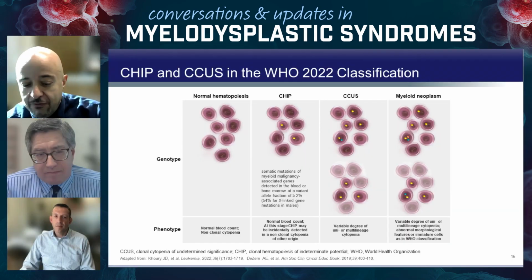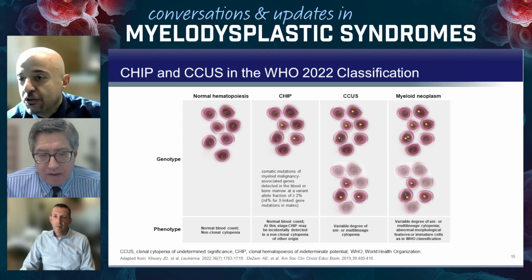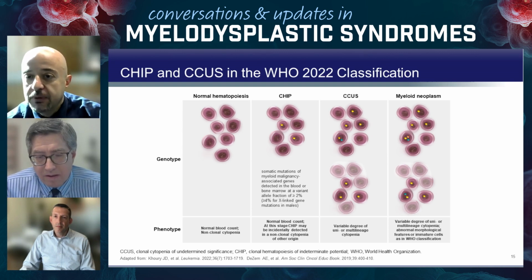Patients with CHIP, actually, their absolute risk is low, 0.5 to 1% to progress to malignancies, but with the CCUS, it's higher. So have you been seeing those cases? What do you do? There is really no consensus on how to manage those patients.